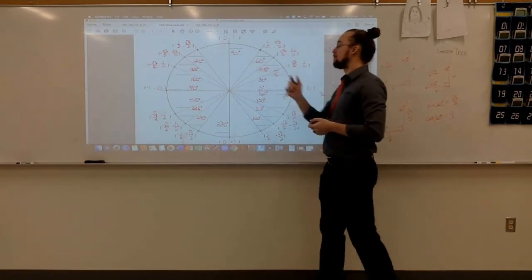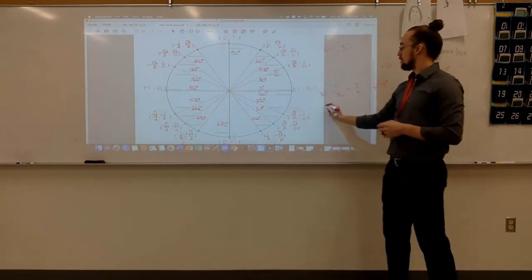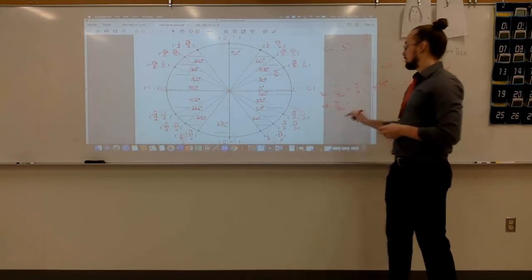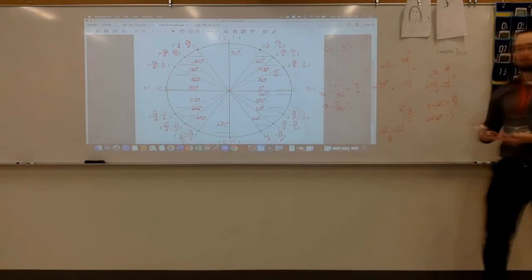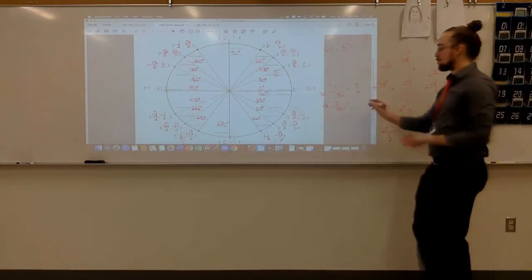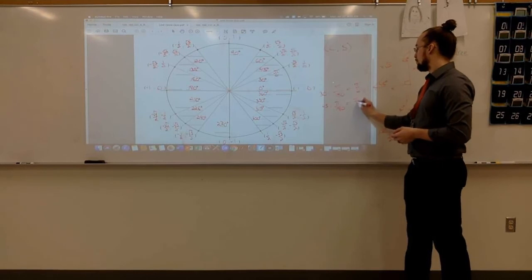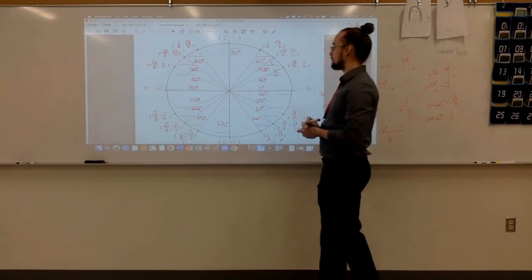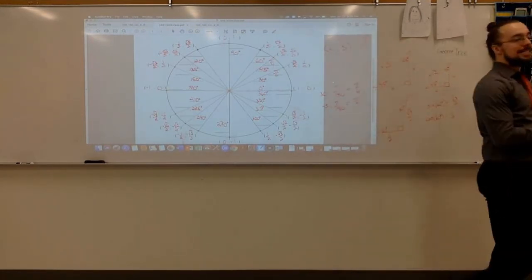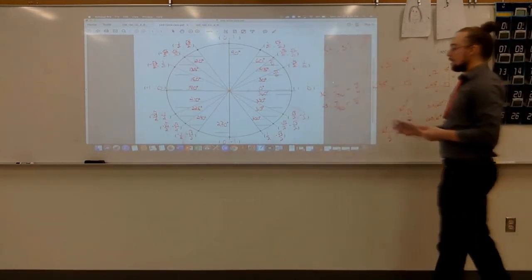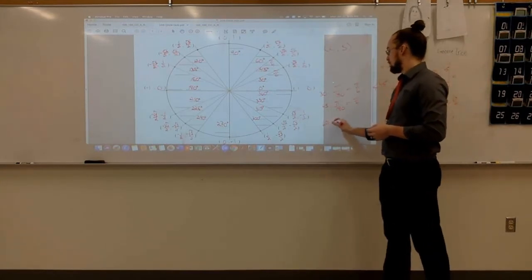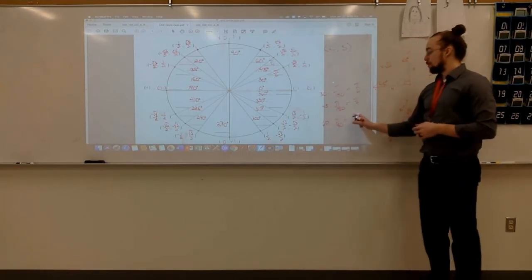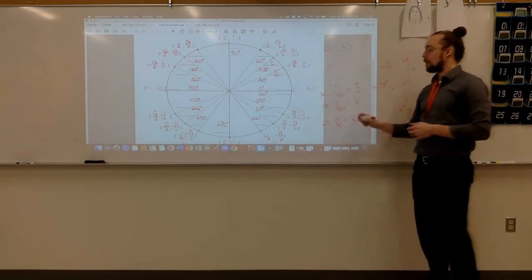We can do the same thing for 45 then. 45 times pi over 180. Reducing the fraction, 45 over 180 is just 1/4, so 1/4 pi, or pi over 4. Then 60 degrees: 60 times pi over 180. 60 over 180 will reduce to 1/3, or pi over 3.